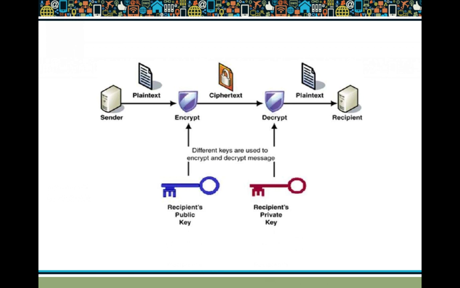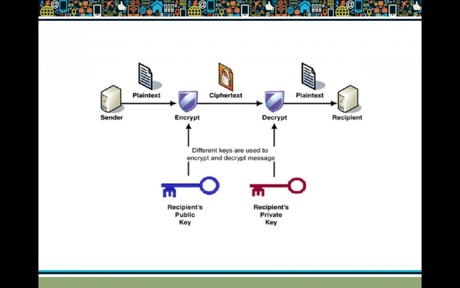So this is just a diagrammatic representation of the encryption mechanism. We have a sender, and the plain text that the sender is going to send to the receiving end. Now we're going to use an appropriate encryption algorithm. Here in this case, we're going to use public key cryptography. The sender is going to use the recipient's public key in order to encrypt the message, and after the message is encrypted, it's converted to ciphertext.